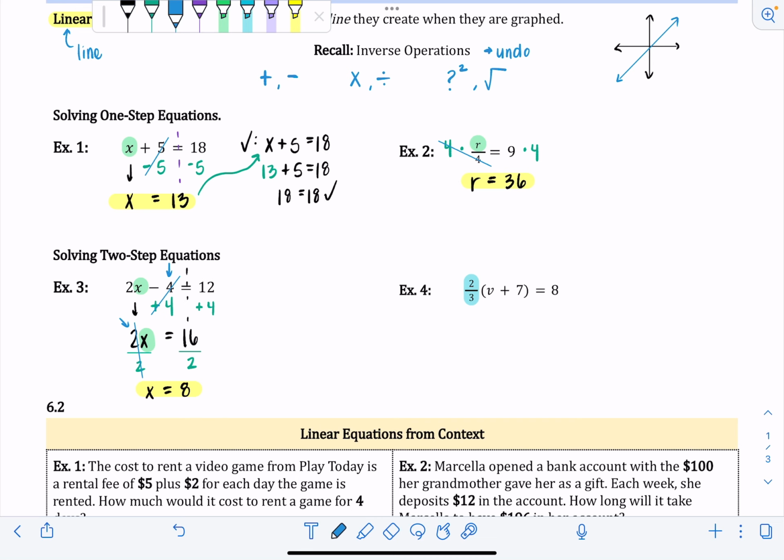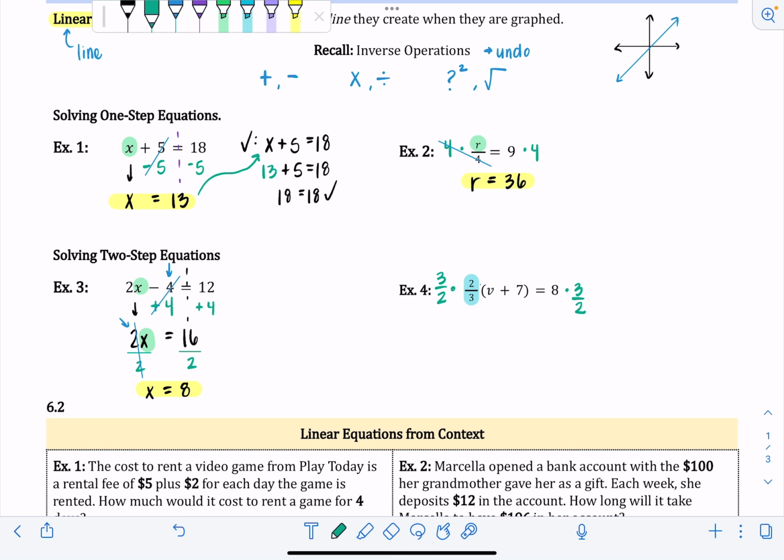Normally this 2/3 is being multiplied by the parentheses. So usually if something's being multiplied, we divide by that number because multiplication and division are inverse operations of each other. But instead of dividing by fractions, we usually multiply by their reciprocal. So when you're dealing with dividing by a fraction, instead you would multiply by its reciprocal. The reciprocal is like a fraction flipped upside down. So instead of 2/3, it would be 3/2. And then if we multiply that on the left side, we also have to multiply it on the right side.